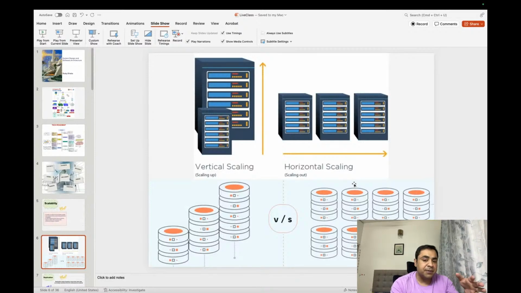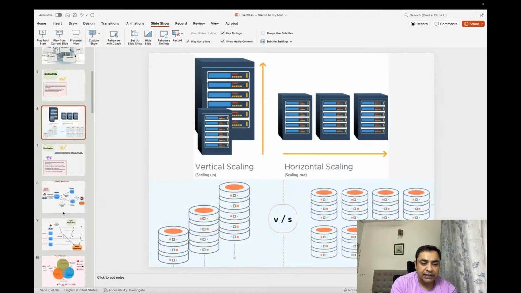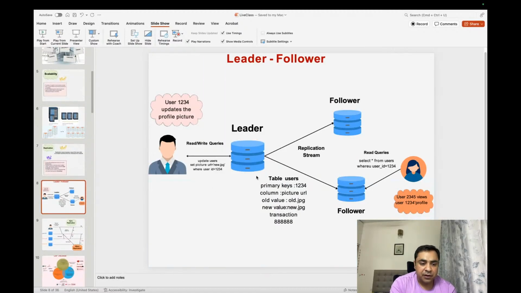Most of the distributed systems are based on horizontal scaling. So based on the need of the system in terms of a lot of users, we can add as many machines as we want. And then we had discussed that we have a leader and we have a follower.